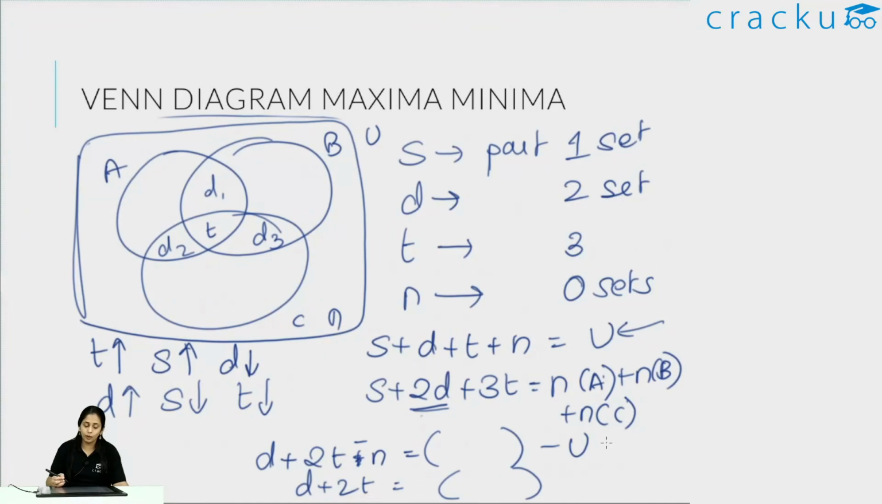Once you have the overflow, you have to account for it by D plus 2T plus N being equal to the overflow. So when you have to maximize or minimize D, T or S, you have to do it with the restrictions of this particular overflow condition. These two conditions put limits on how much S, D and T can be maximized. So let's understand how to do the process with the help of an example.